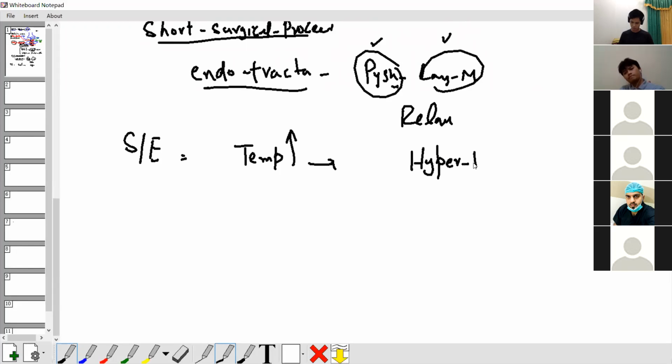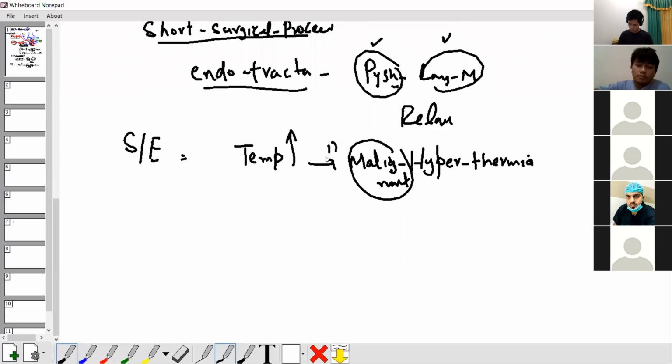It leads to hyperthermia. This hyperthermia is dangerous. Malignant hyperthermia, very high temperature. Okay. Malignant hyperthermia is one side effect. Understand?